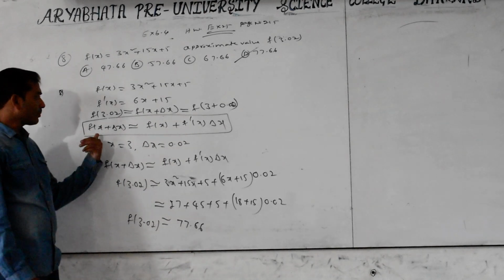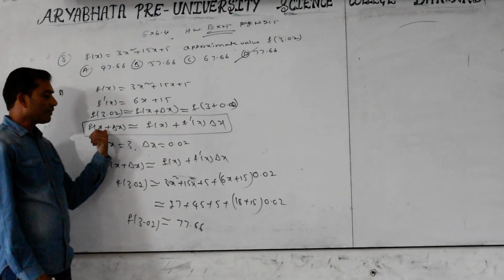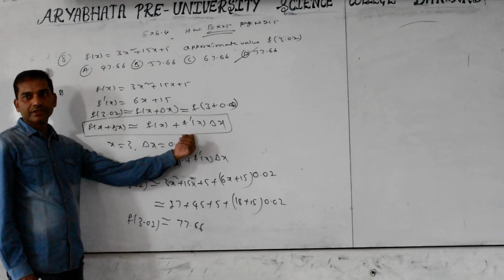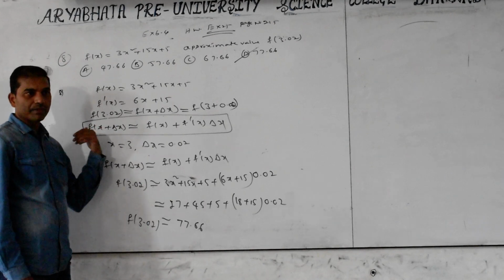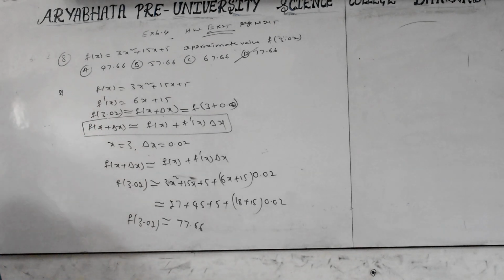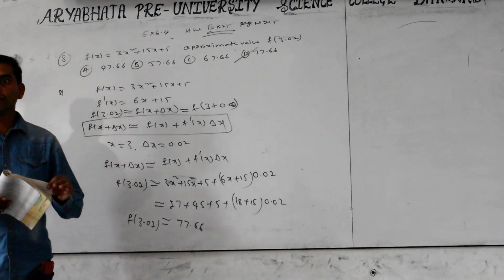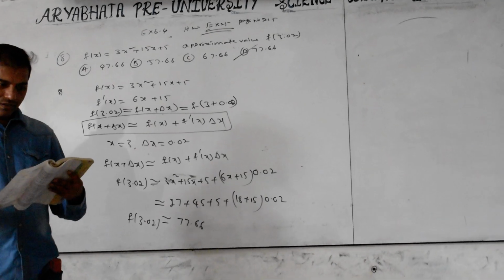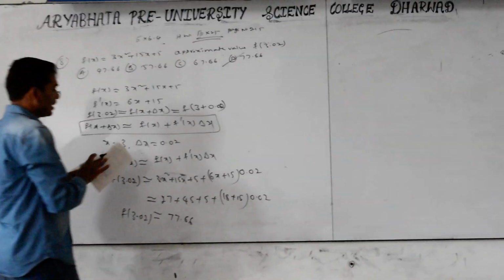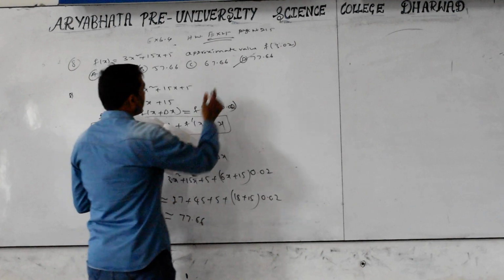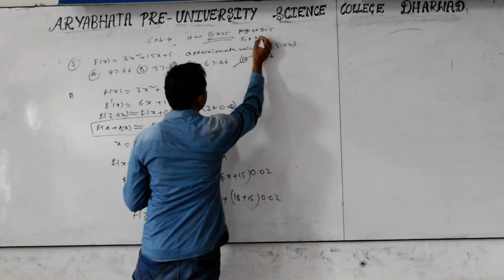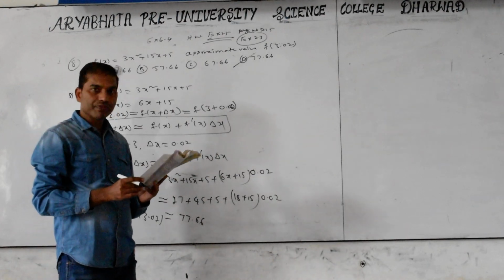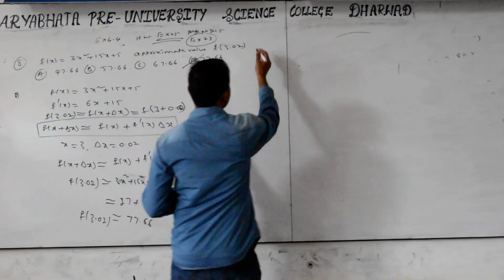Understood? We proved this at the start: f of x plus delta x equals f of x plus f dash x into delta x. We have done many problems using this formula. Next, a similar model is on page number 215, example 23. Example 23 is also homework. Next, example 24.